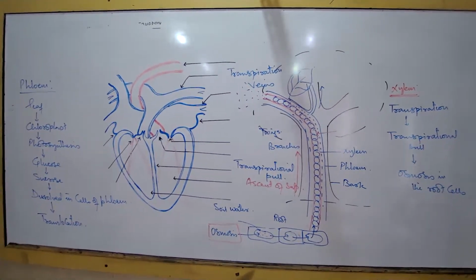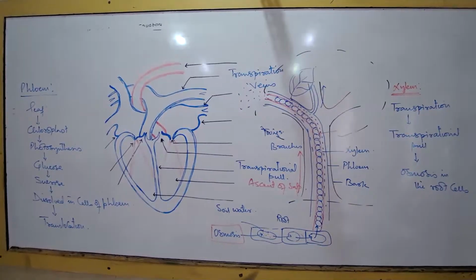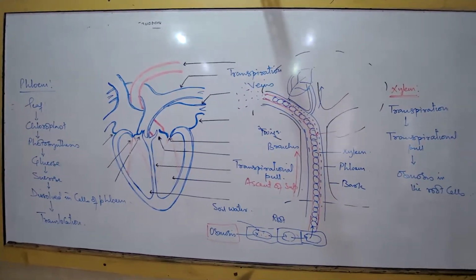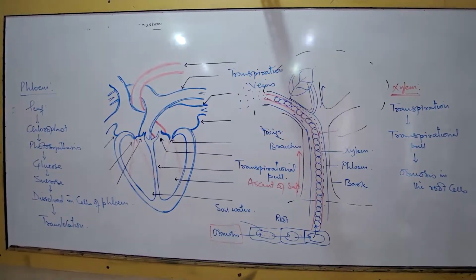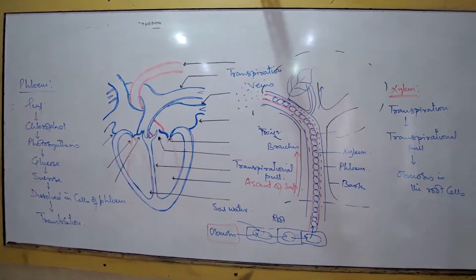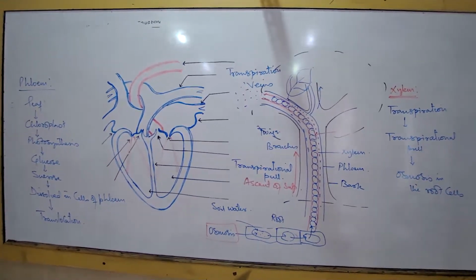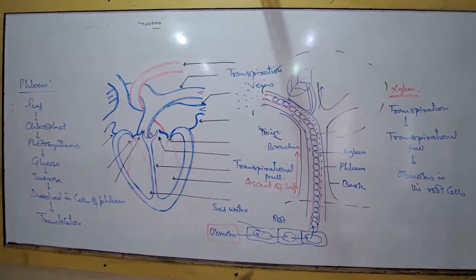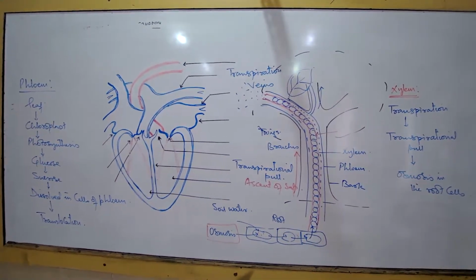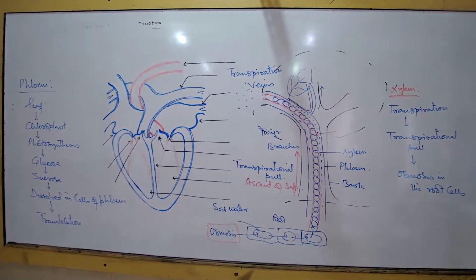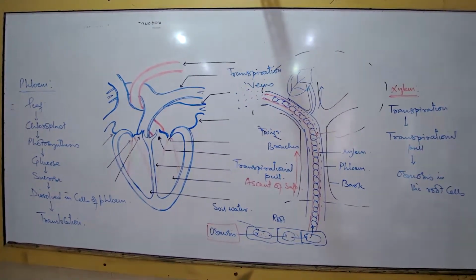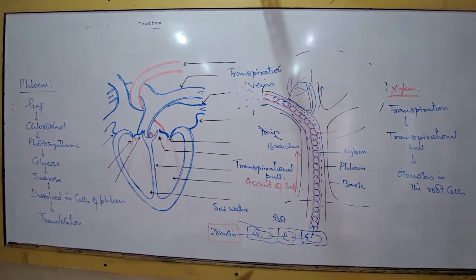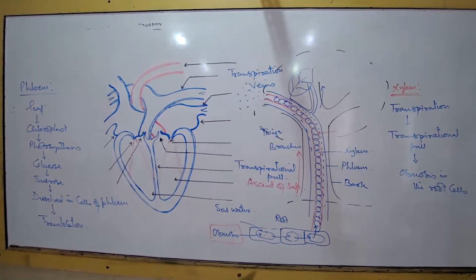Prominent cells involved in this process are the sieve tubes, companion cells, and phloem parenchyma. Sieve tubes, companion cells, and phloem parenchyma.